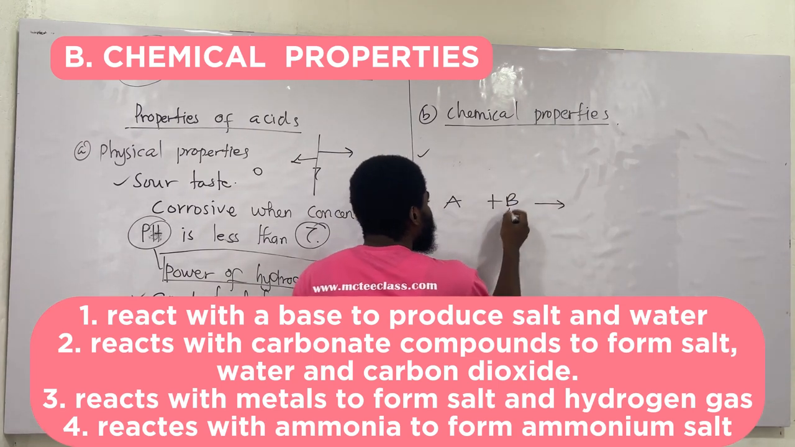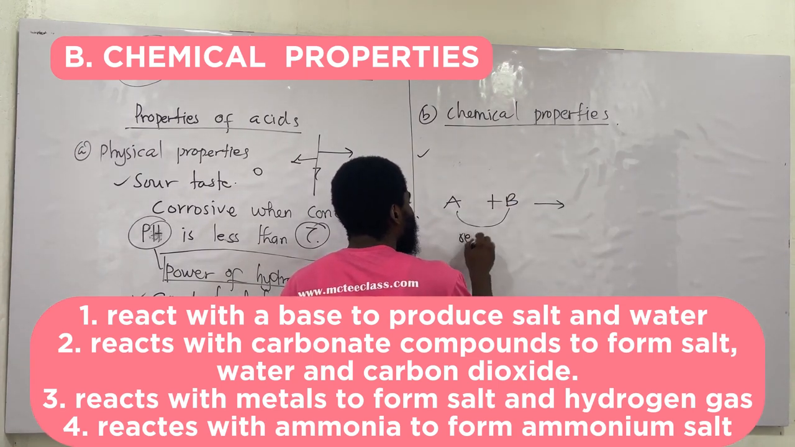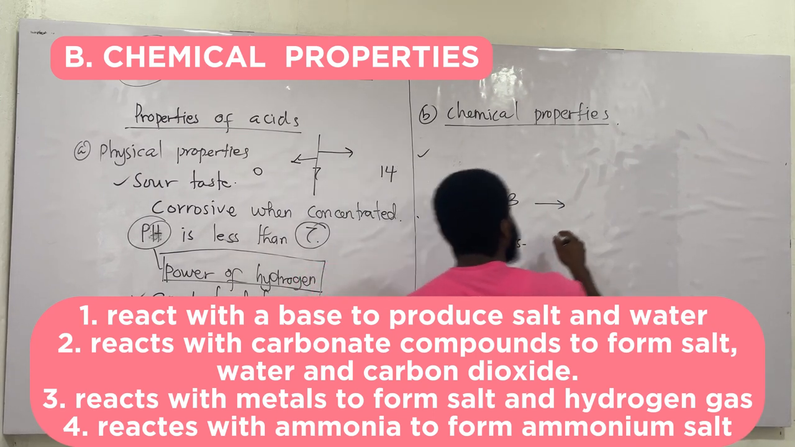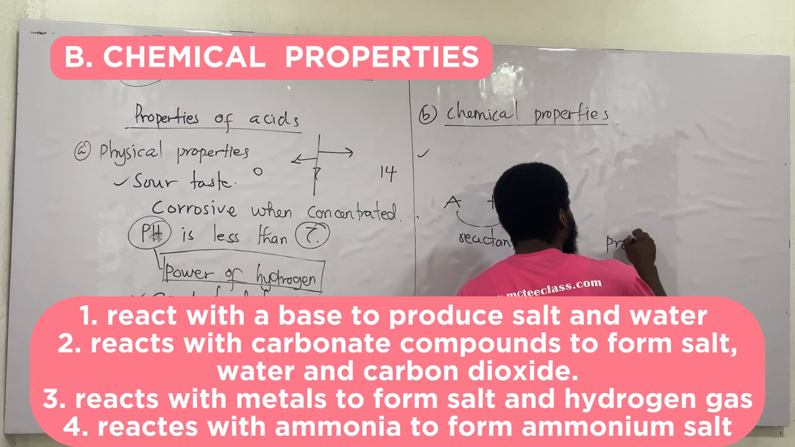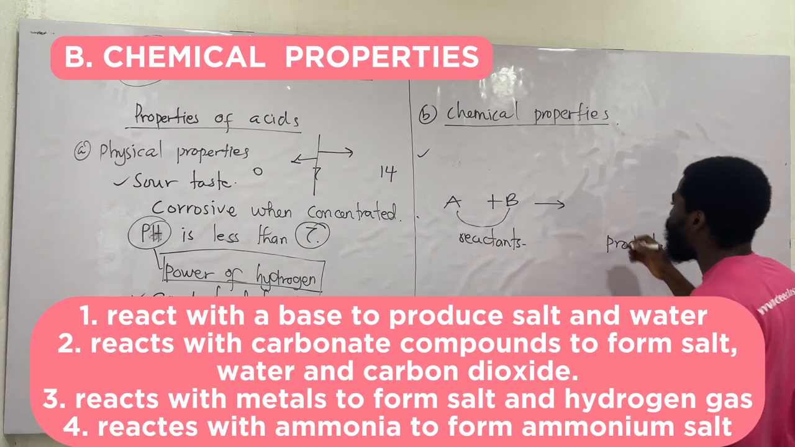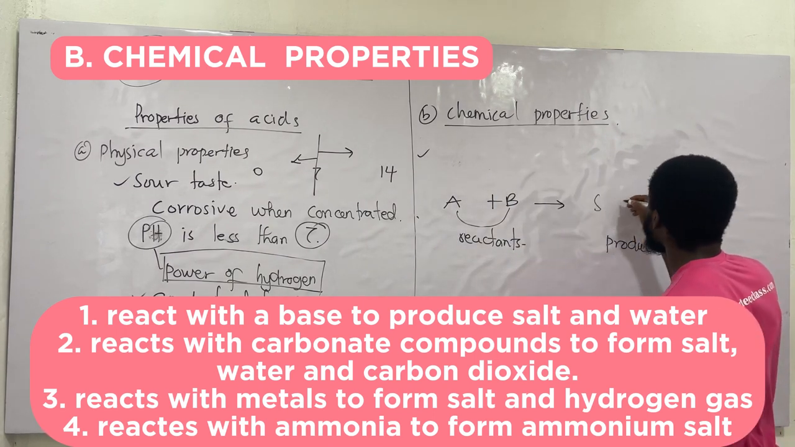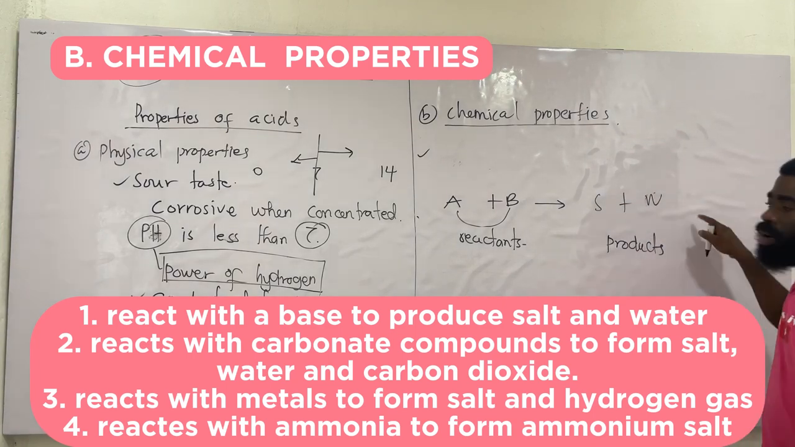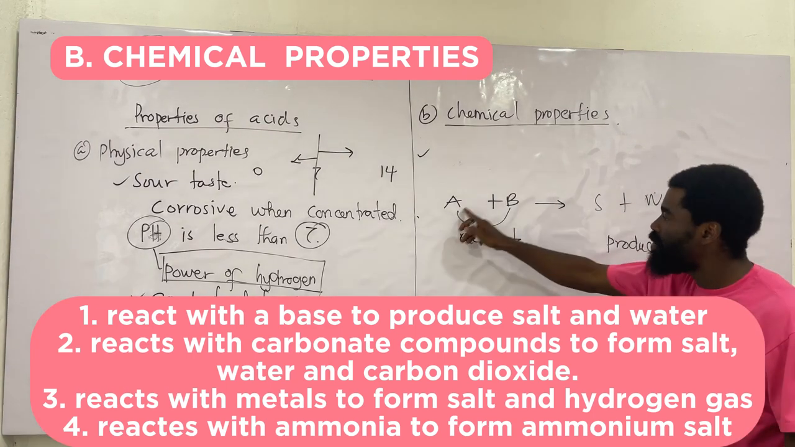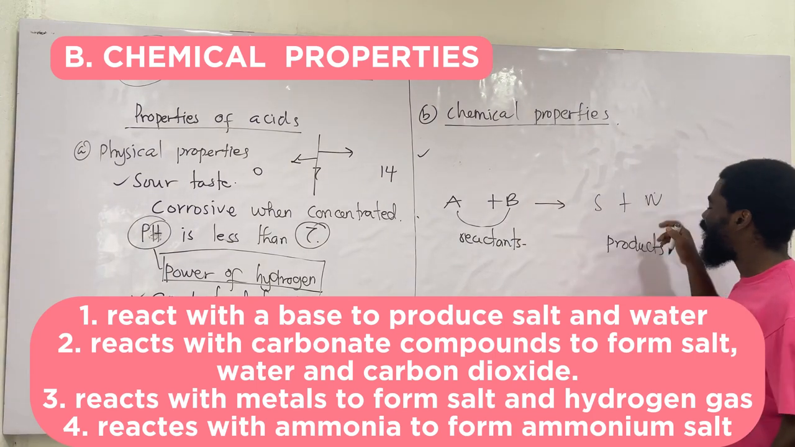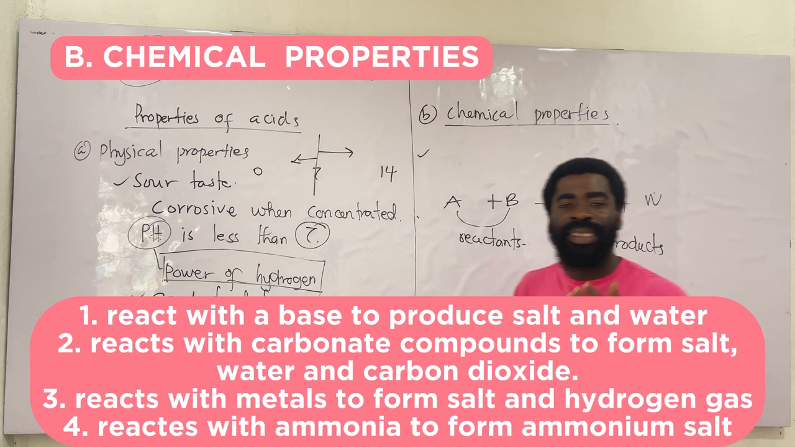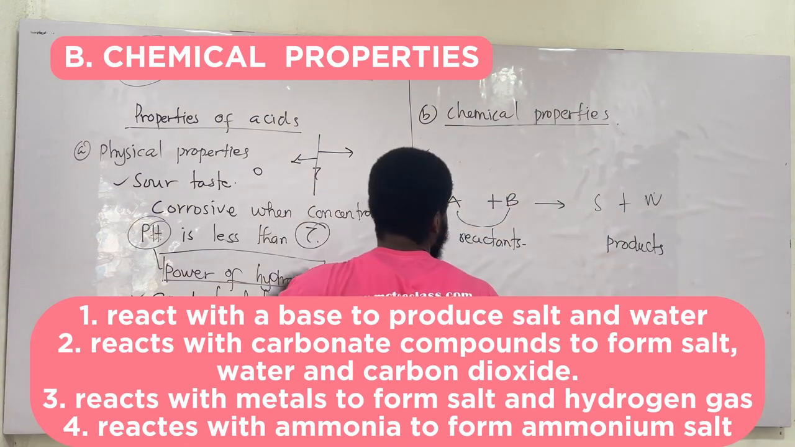I have an acid, then I add it to a base. When I react these things together, these things are called reactants. We are from Form Three, so we know them. The products I will get here are salt and water. So when an acid reacts with a base, it produces salt and water, and that reaction is referred to as a neutralization reaction. We'll define it soon.